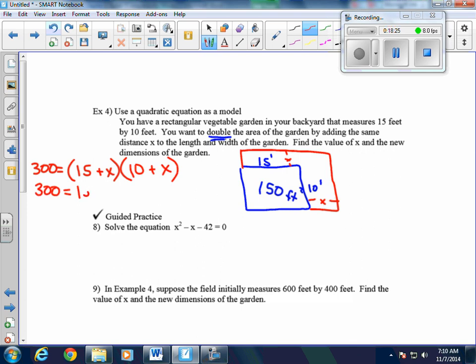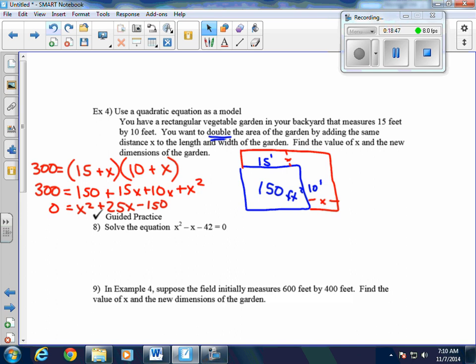So we're going to have 150 plus 15x plus 10x plus x squared. I'm going to put it in standard form, and I'm going to do a couple steps here all at once. 0 equals x squared plus 25x, and then we're going to subtract that over, so it's going to be minus 150. Right? So here is our quadratic.